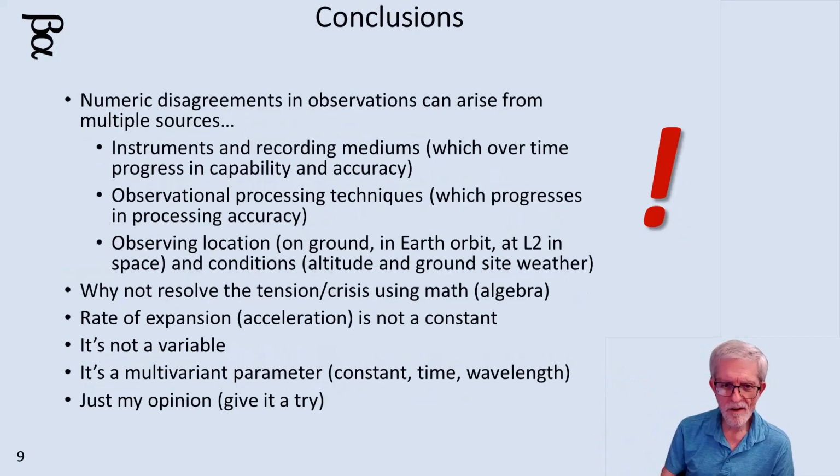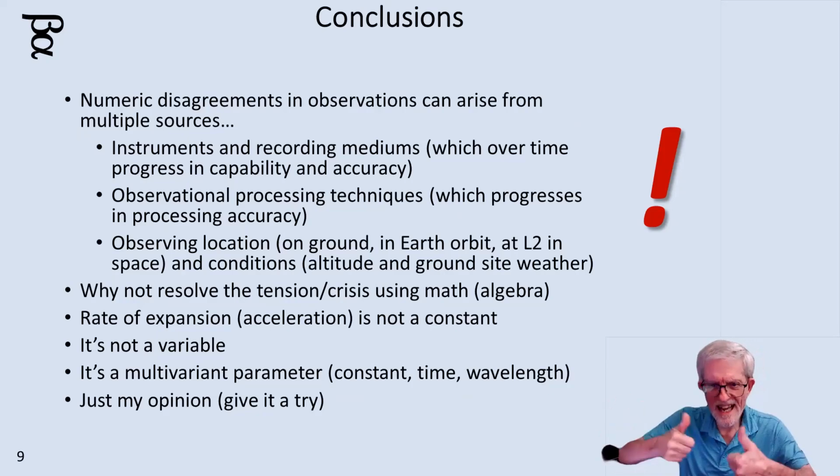So in conclusion, there are numerical disagreements in the observations from multiple sources. Instruments and recording mediums, you can go from basically eyeballs to film to digital recording to improved sensors. All of that's been narrowing down the observations to get more of a pinpoint location on things. And we've improved the processing techniques. We won't go for 2 sigma anymore. 5 sigma is kind of where respect starts to come in. And 6 sigma is like, yeah, we got it now.